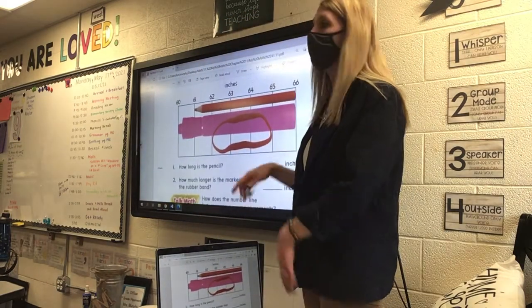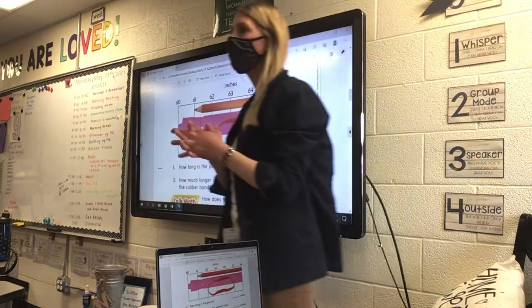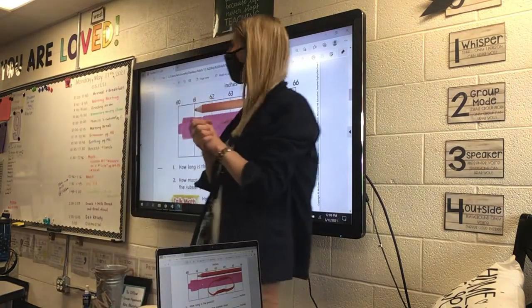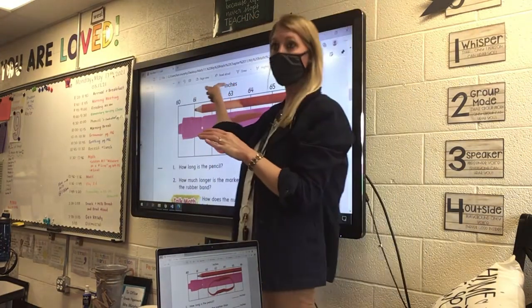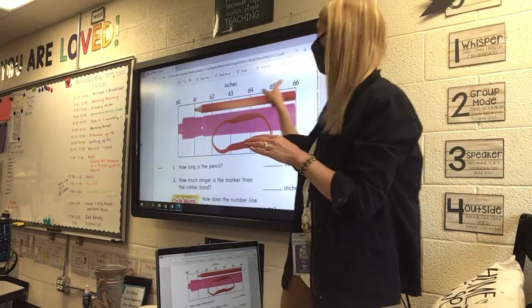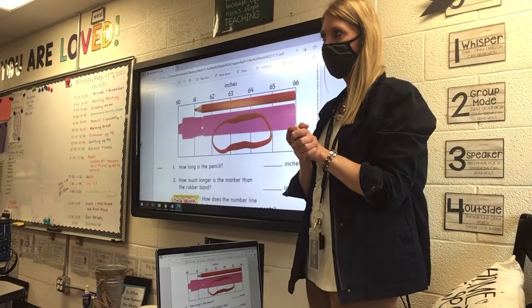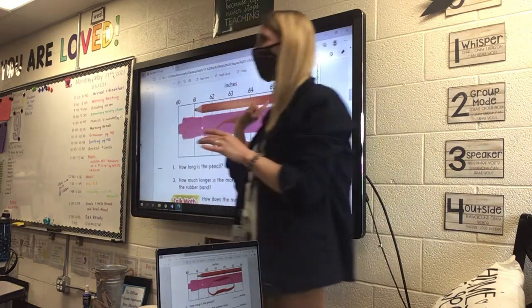Okay, now let's go down to the bottom. On the bottom, we're no longer measuring in centimeters. How do I know that? Mason, how do I know that? Well, it says inches at the top. Good, it says inches at the top of my number line here. So the first thing we're gonna measure is this pencil. So right now, guys, look at your number line.